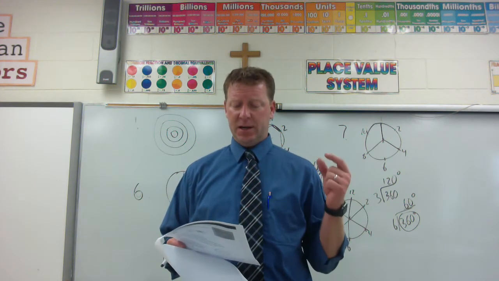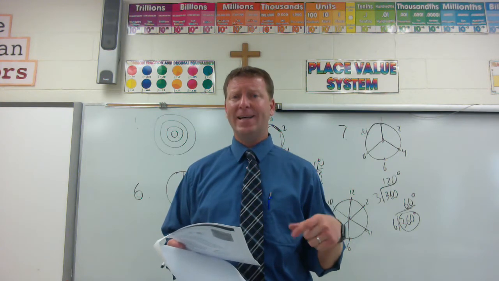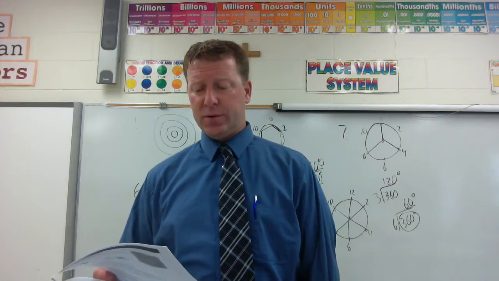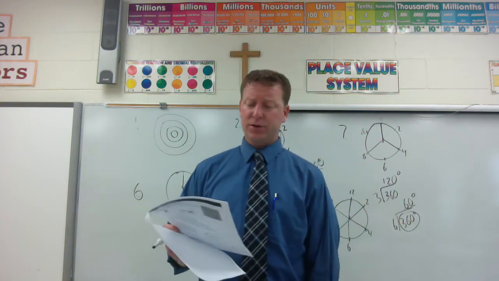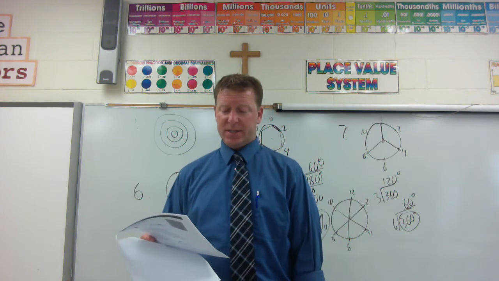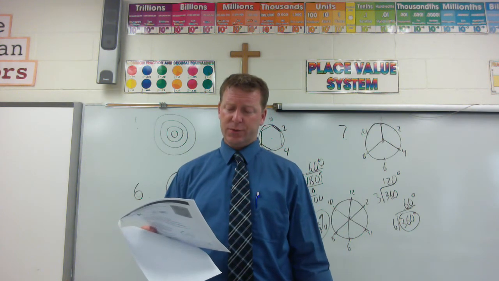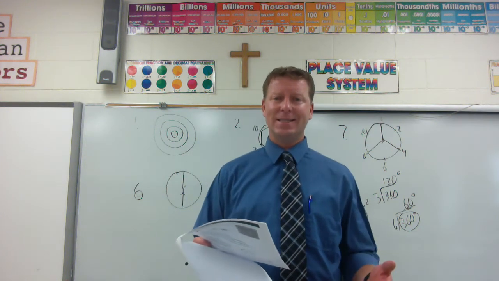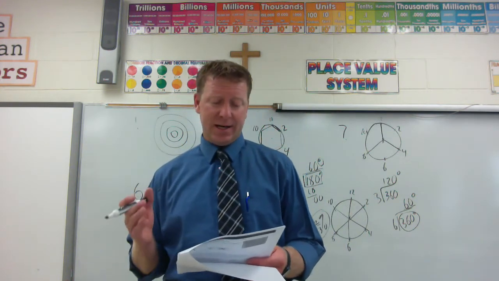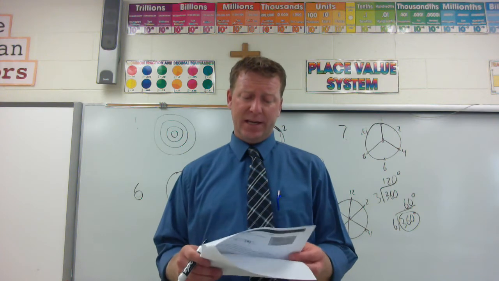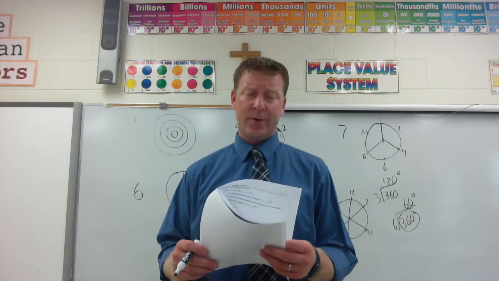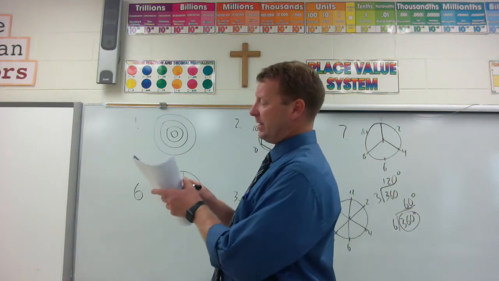Number 15, part of the circle is called an arc. Number 16, a region bounded by an arc of a circle and two radii. That's a sector. Number 17, two or more circles with the same center are called concentric circles. Number 18, a segment that passes through the interior of a circle and has its endpoints on the circle, but it's not a diameter. Now you're onto the inside page, guys.